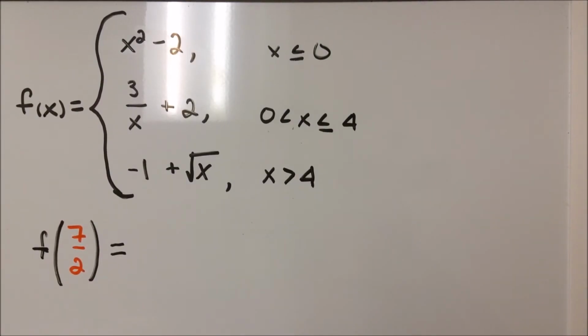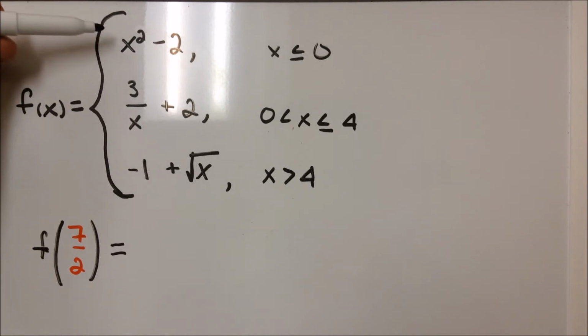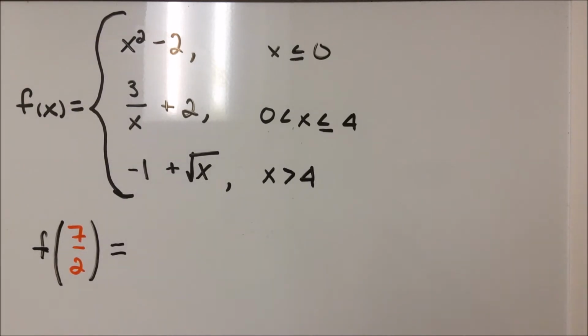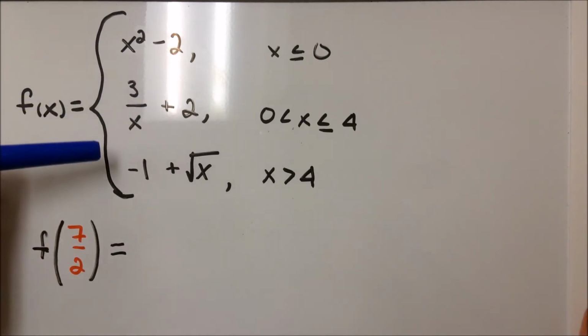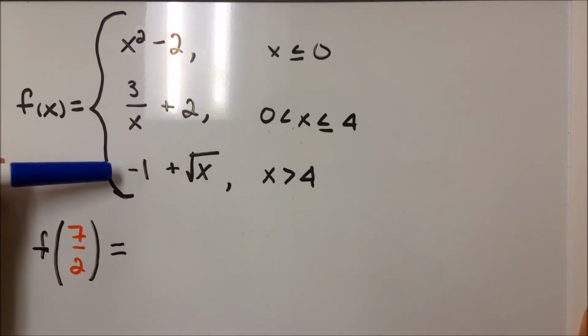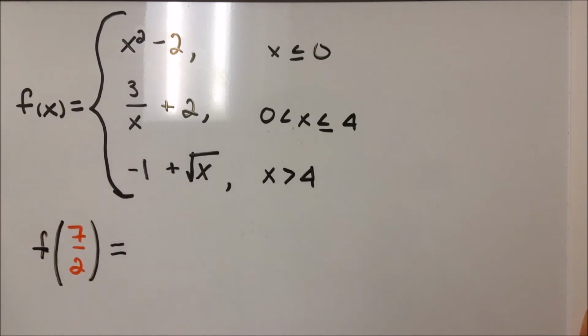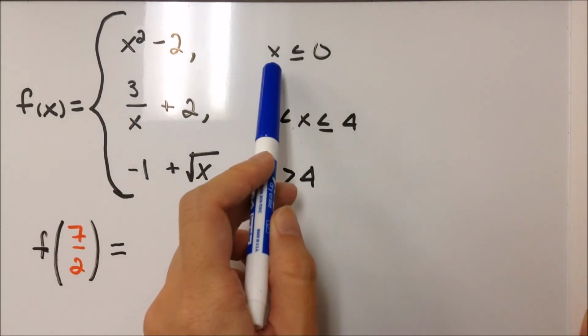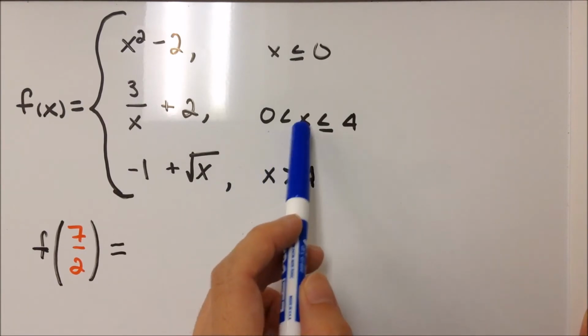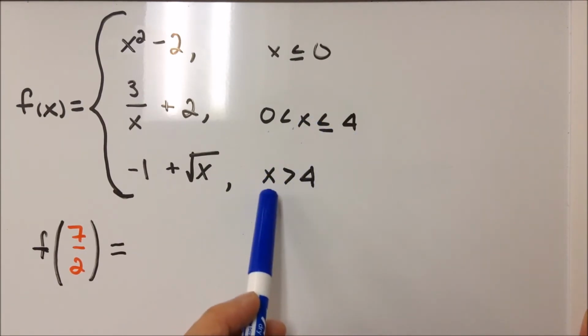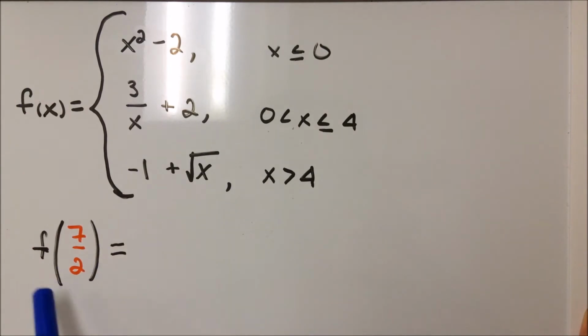Here we have another piecewise function. The first function is x squared minus 2. The second function, 3 over x plus 2. And the last one, negative 1 plus the square root of x. Parameters: x less than or equal to 0, 0 less than x less than or equal to 4, and x greater than 4. Now it's asking us to evaluate f of 7/2.